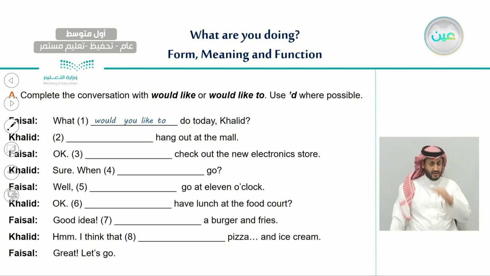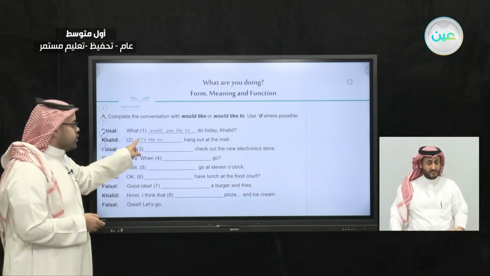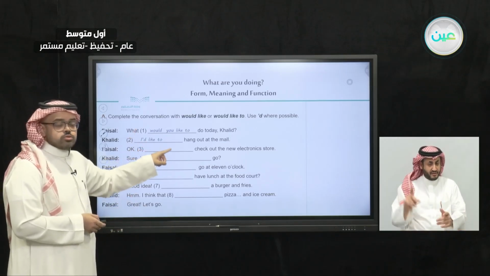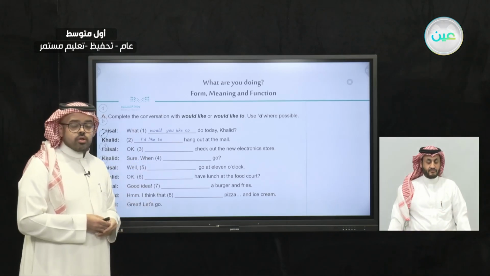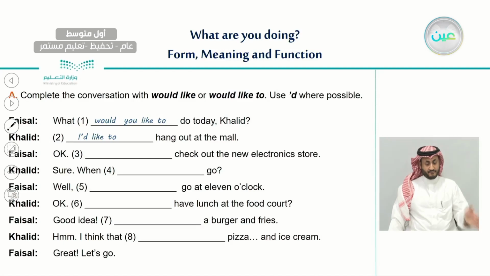Khalid answered, blank, hang out at the mall. Hang out at the mall. So Khalid talked about himself, and obviously he used I'd like to hang out at the mall. I'd like to hang out at the mall. So here we used I'd like to and not I would like because this is a verb and not a noun. We continue the conversation.